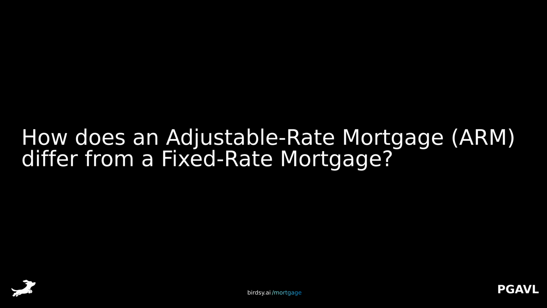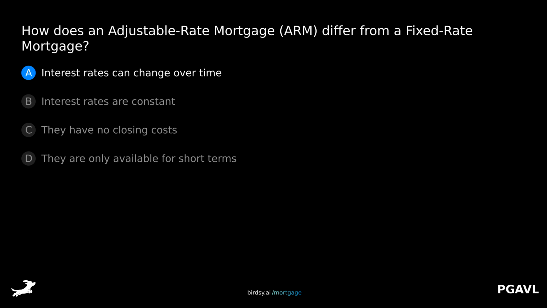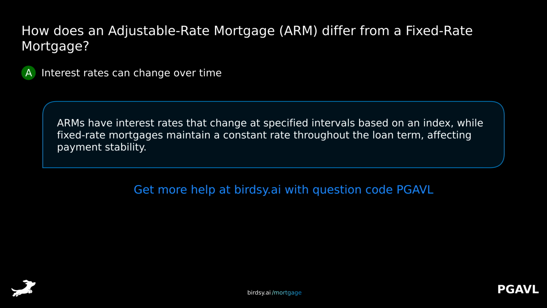How does an ARM differ from a fixed-rate mortgage? Is it A, interest rates can change over time, B, interest rates are constant, C, they have no closing costs, or D, they are only available for short terms? The answer is A, interest rates can change over time. ARMs have interest rates that change at specified intervals based on an index, while fixed-rate mortgages maintain a constant rate throughout the loan term, affecting payment stability.